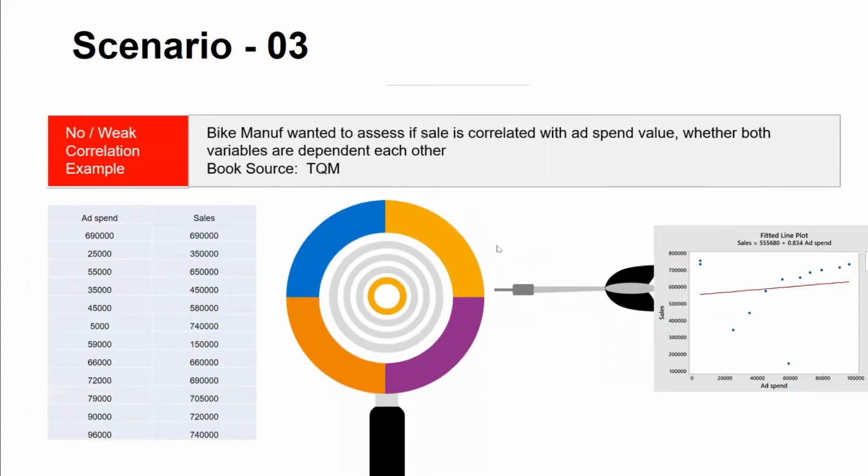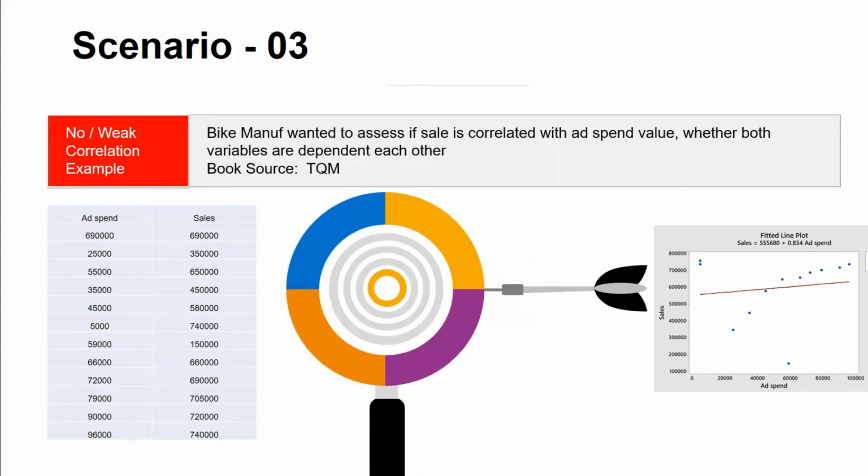Let's see the last example. A bike manufacturer wanted to assess if sales are correlated with ad spend value, whether both variables are dependent on each other. So this is also coming from total quality management, and there is no correlation, completely no correlation, right? So all are drifted. If the ad value being spent is low, we also get high sales. Even if a high amount is spent, we also get high sales. Therefore, there is no correlation. Correlation is only 1.8 or precisely 0%. There is no correlation.